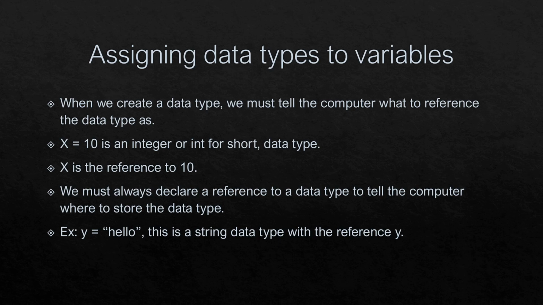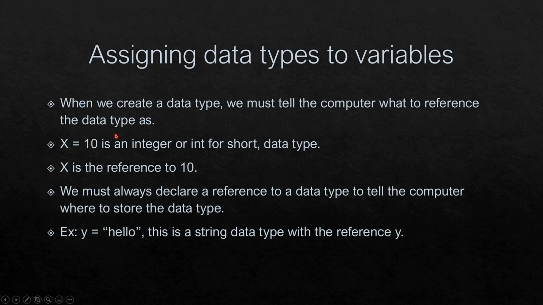So x equals 10 is an integer, or int for short, data type. X is the reference to 10. So this x is referring to 10. Every time we call this x, it's actually going to be 10 instead of x. We must always declare a reference to a data type to tell the computer where to store the data type. So 10 is the data, and this is a data type int.